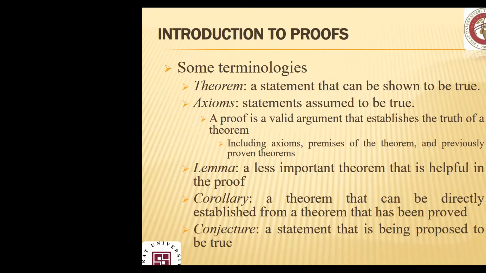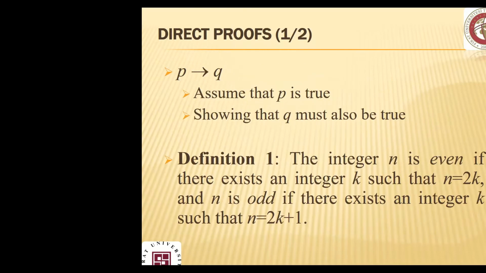Okay. Sometimes we propose that some statements are true. It's a proposal. It may not be true. It's just a proposal. We propose that it's true based on our research, based on our assumptions, and so on. We call those a conjecture. So these terminologies we provided here will be used later on within this chapter and other chapters in discrete mathematics.